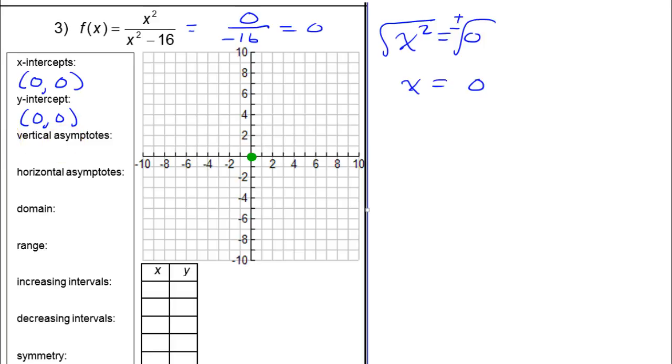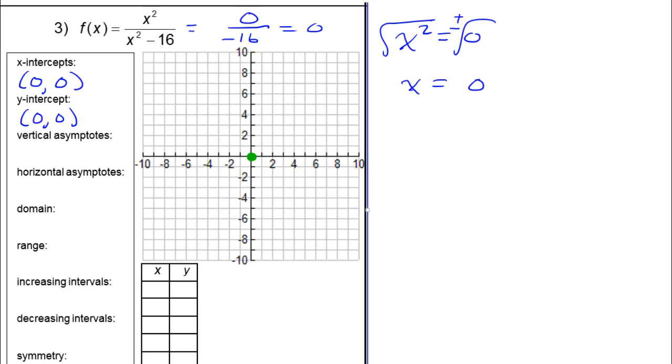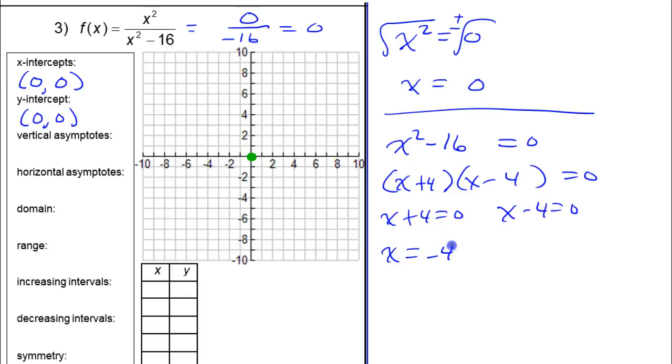Now let's talk vertical asymptotes. You get the vertical asymptotes by setting the denominator equal to 0 and solving. So I'm setting x squared minus 16 equal to 0. I would factor this, and that would be x plus 4, x minus 4. And I would set each of these equal to 0. So that's going to give me x equals negative 4 and x equals positive 4.